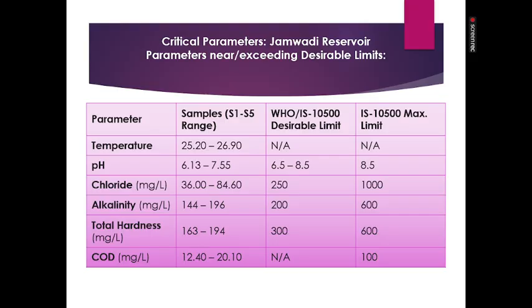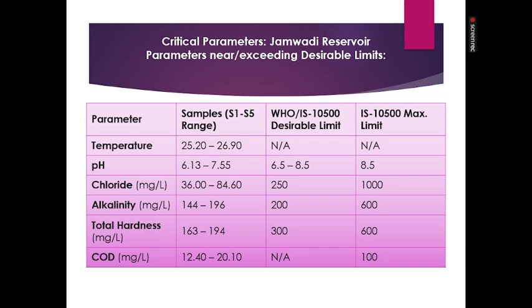These are the critical parameters: Zamwadi reservoir parameters nearing the desirable limit. The table includes the parameter, sample ranges, WHO desirable limit and maximum limits. Temperature 25.20 to 26.90, WHO not applicable, maximum limit not applicable. pH 6.13 to 7.55, WHO desirable limit 6.5 to 8.5. Maximum limit is 8.5.